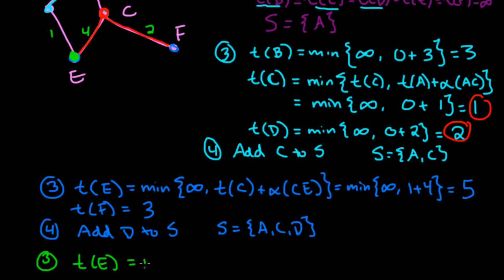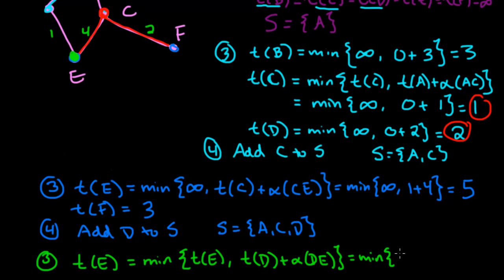Well, that's going to be equal to the minimum of what E used to be labeled with, that's T of E, together with the minimum between that and T of the previous one that was added, that's D, plus the label of that edge, the DE edge. Okay, so what do we get? We get the minimum between what it used to be, which was 5, that was right here, that's what it was labeled with. Originally it was labeled with infinity, but then we changed it to 5. Now we're checking if it can be reduced anymore.